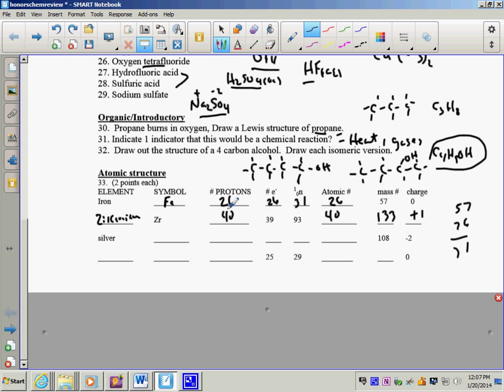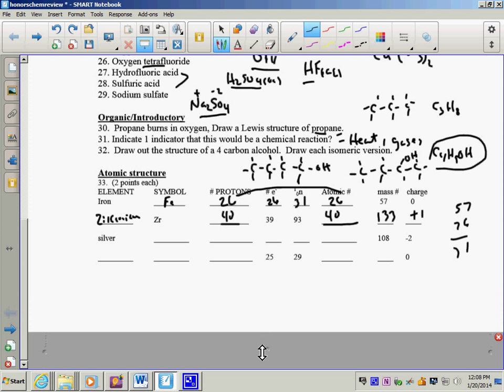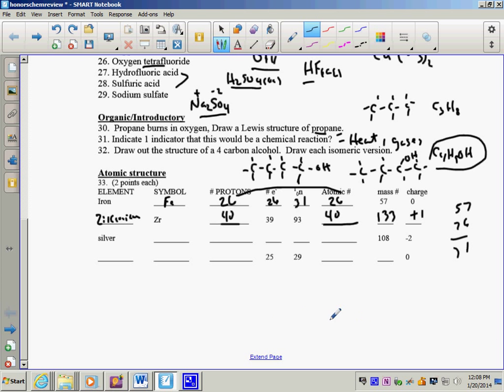Iron, symbol, and protons right off the periodic table. Mass number is the total protons and neutrons, all the mass in the nucleus. 57 particles, 26 of them are protons, the rest are neutrons. 0 charge, so 26 and 26. Zirconium, look on the periodic table, 40 and 40, number of protons. 40 plus 93 should be 133. I have 40 protons, 39 electrons, therefore 1 more proton than electrons. And that is it for that page.